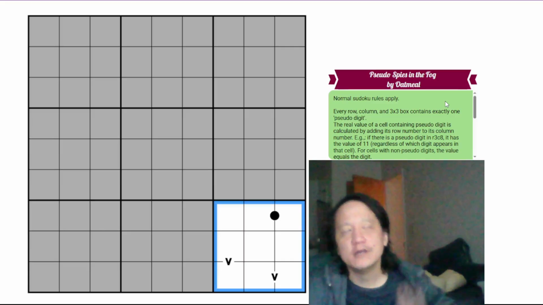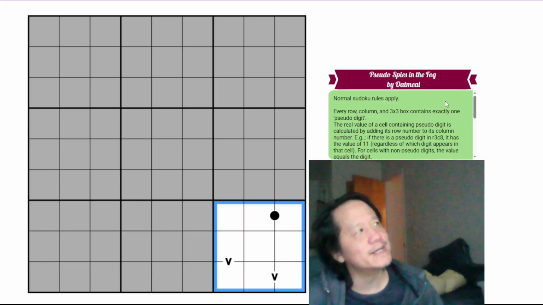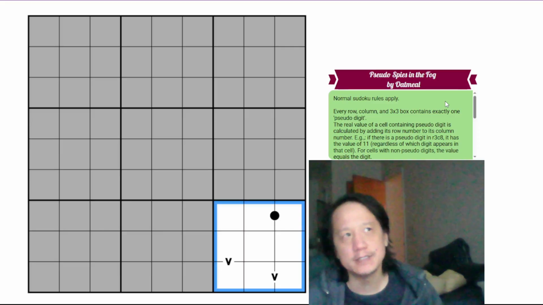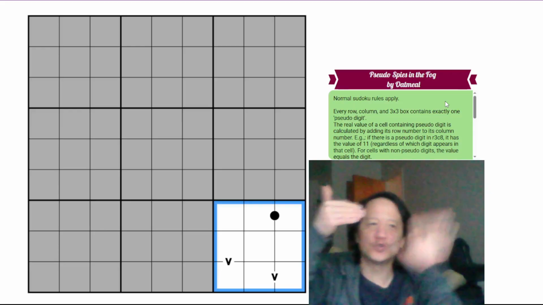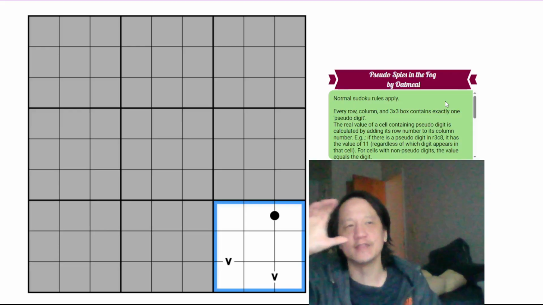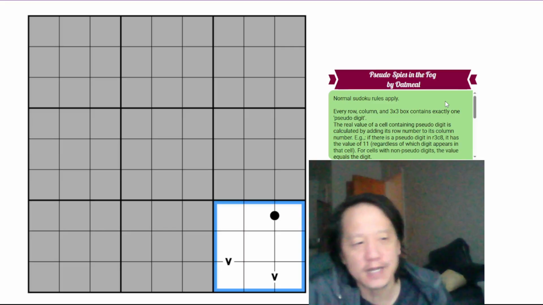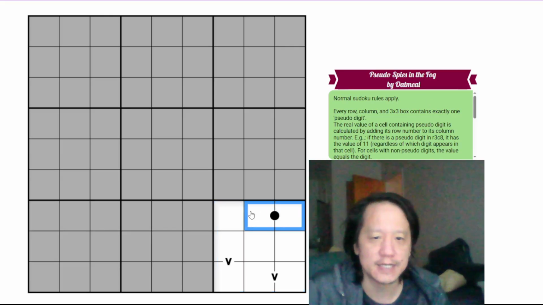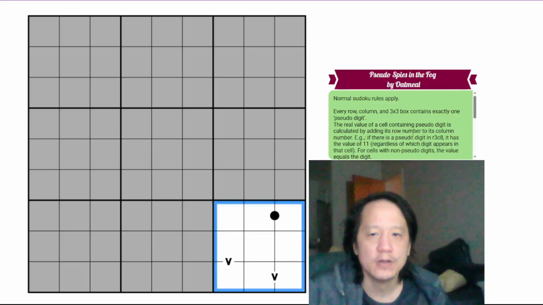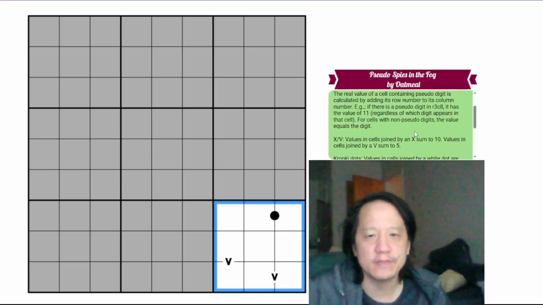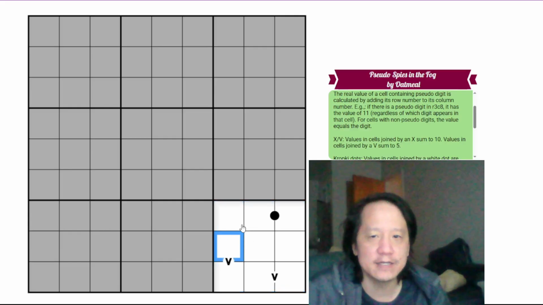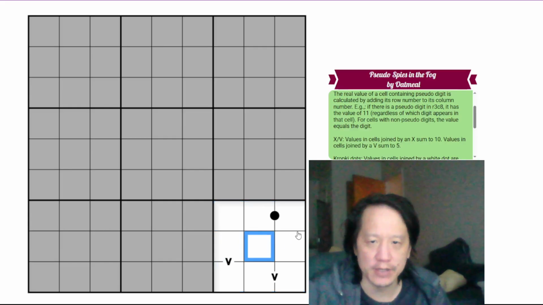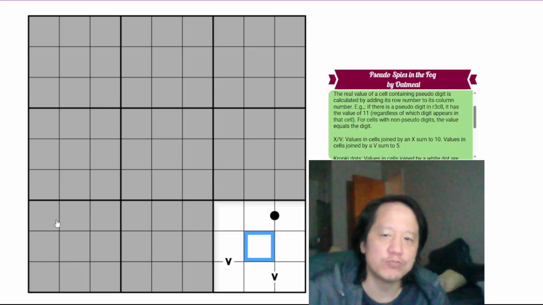You'll run into these types of puzzles a decent amount of times, and I find them a lot of fun. Finding the extra single thing that is uniquely different in every row, column, and designated 9-cell region, right? So what does a pseudo digit mean? It means that the real value of a cell containing a pseudo digit is calculated by adding its row number to its column number.